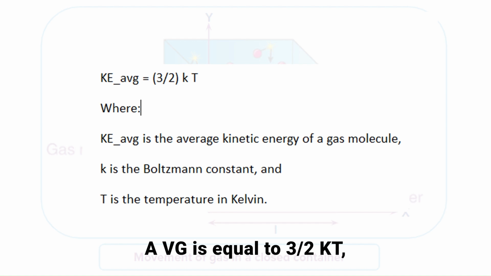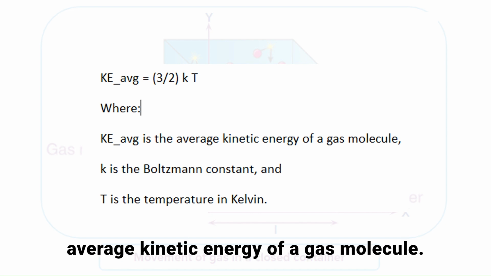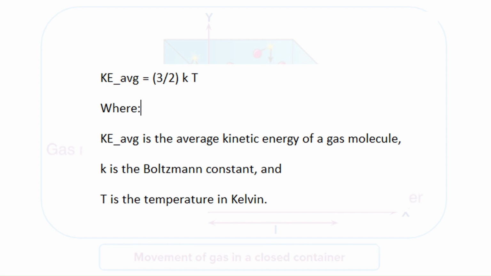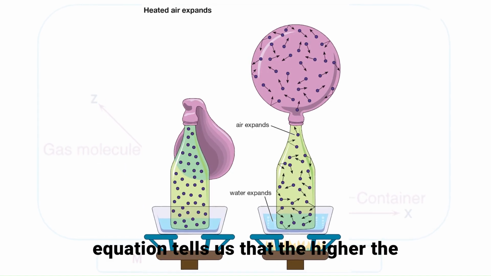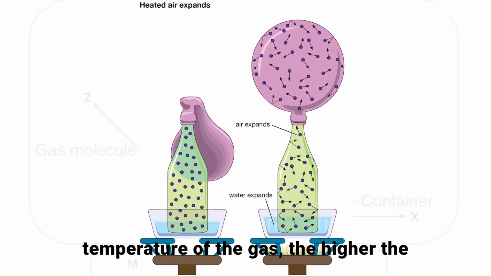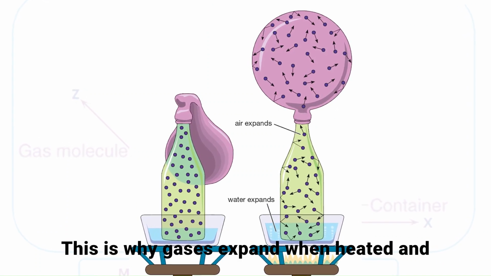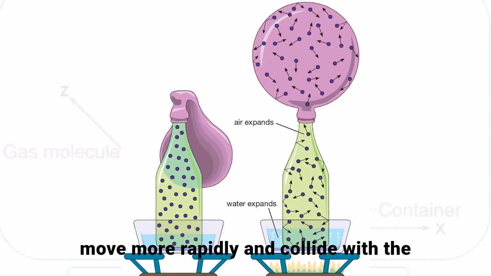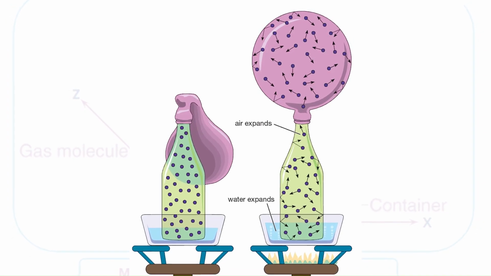K_avg is equal to 3/2 kT, where K_avg is the average kinetic energy of a gas molecule, k is the Boltzmann constant, and T is the temperature in Kelvin. This equation tells us that the higher the temperature of the gas, the higher the average kinetic energy of the molecules. This is why gases expand when heated and contract when cooled, as the molecules move more rapidly and collide with the walls of the container with greater force when the temperature increases.